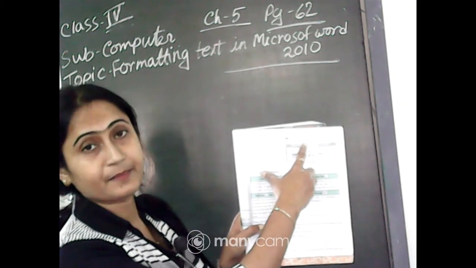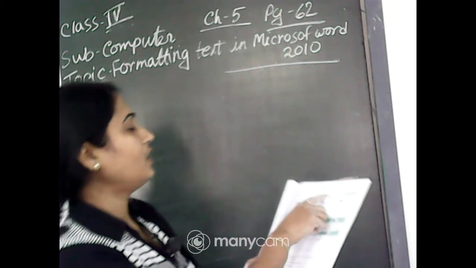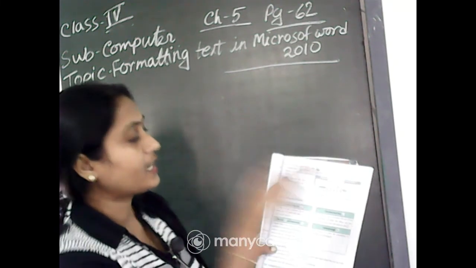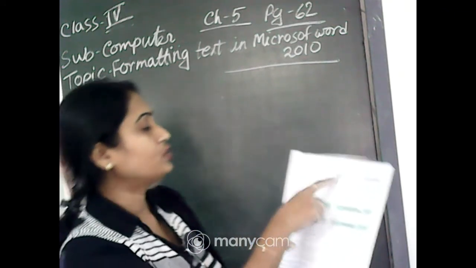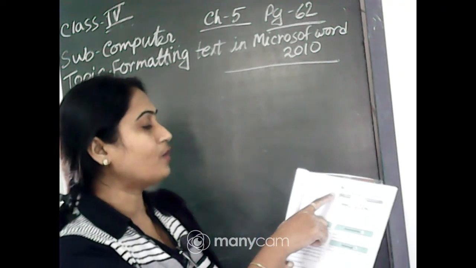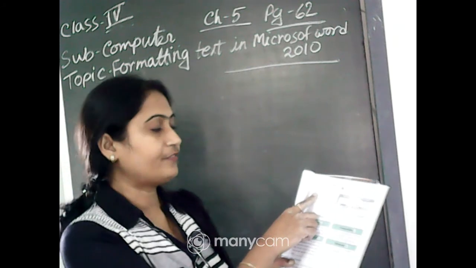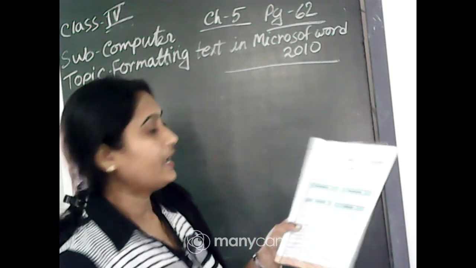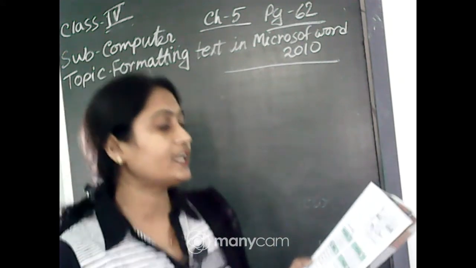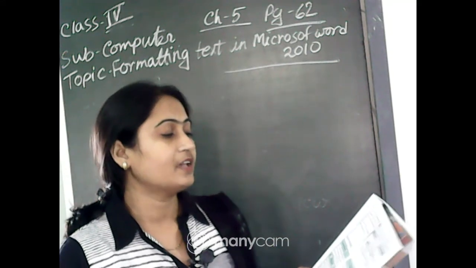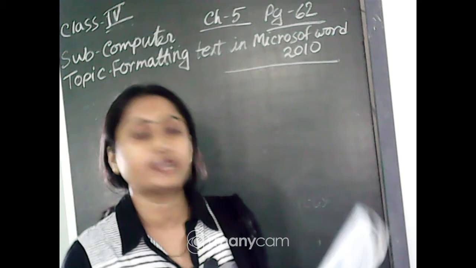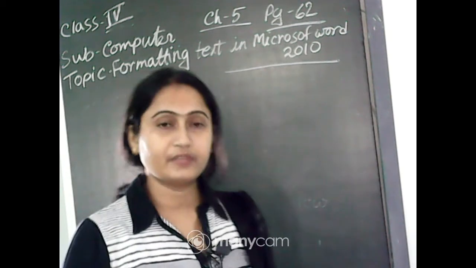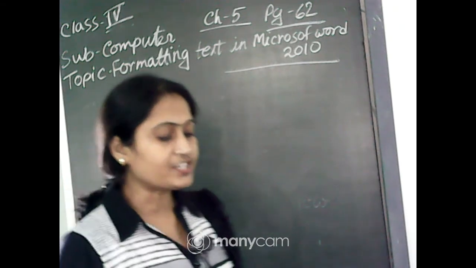This button is available here, under the Home tab. When you click on this button, it displays the available options for effects. This type of menu will open, and you just select any of the text effects available by clicking on it. Suppose you need this one, you just click on it and that will be applied.